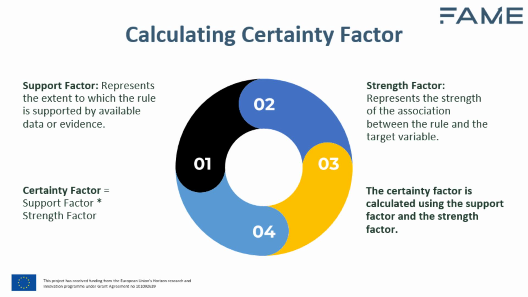Certainty factor. Once the support factor and the strength factor are determined, the certainty factor can be calculated using the following formula. Certainty factor equals support factor multiplied by strength factor. By calculating these factors, the reliability of the rule in predicting the target variable can be accurately assessed.